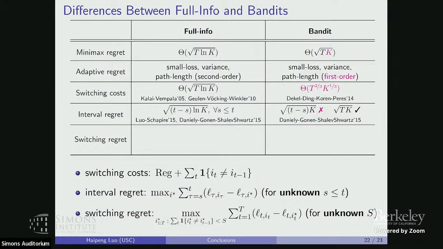So in this case, again, for unknown S, you can get root S T log K in the full info case. And that's simply an implication of interval regret, because you just sum up the regret on every interval and apply Cauchy-Schwarz. That's why the S is appearing inside the square root.